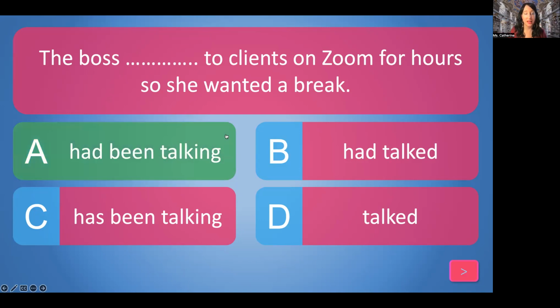So this would be the past perfect continuous, okay? Because your clue words are for hours, okay? That's a duration. And wanted. So we have so and she wanted. Wanted happened in the past. So had been talking, there's two actions here. It happened in the past and it ended in the past continuously, because the continuous is the duration. Four hours is the duration, the amount of time. Great job, everyone. So proud of you.